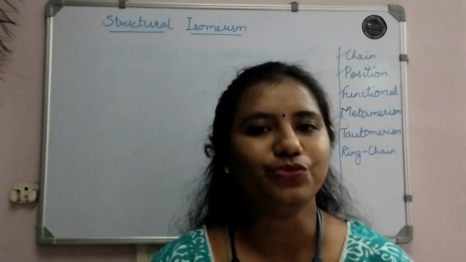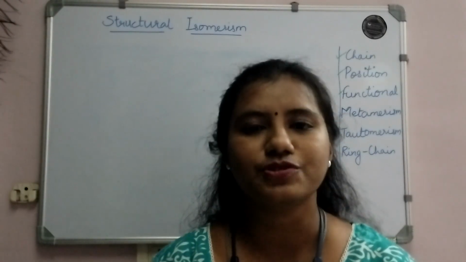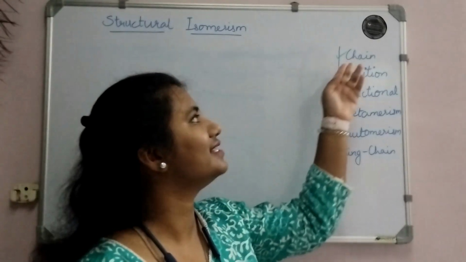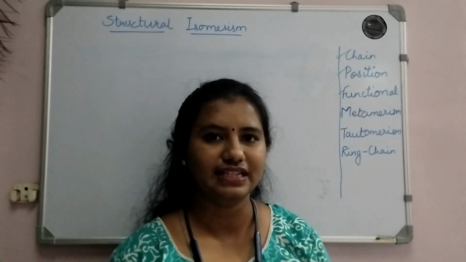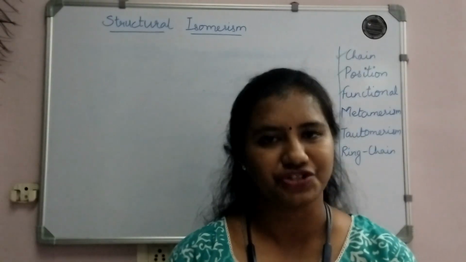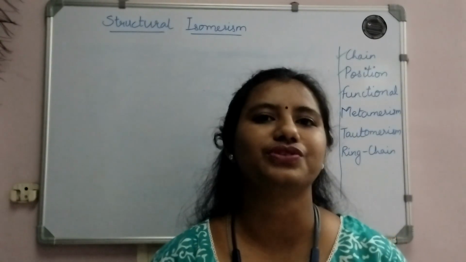In the previous video, we started talking about the different types of structural isomerism, in which we covered the first three types, that is chain, position and functional. In this video, we are going to continue with the rest of the three types of structural isomerism. So let's dig into the video.